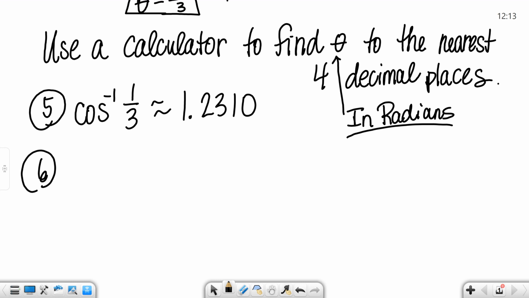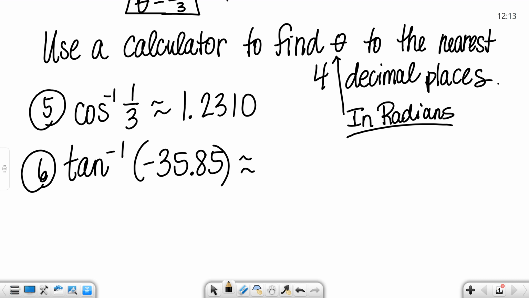All right, so one more to try with your calculator. If you are having calculator issues and you are not getting these answers using your calculator, just you and I can meet in a Teams meeting and I can show you, because that way I can see your calculator and we can talk about it.